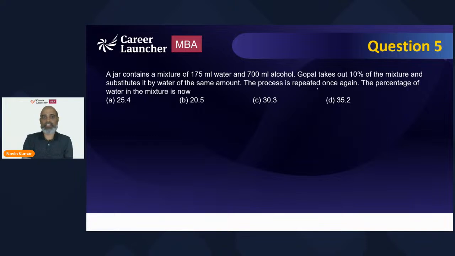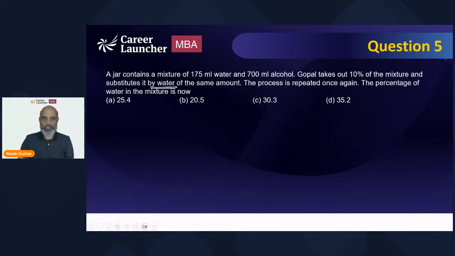When it says Gopal takes out 10% of the mixture and substitutes it with water, whatever is being put back in is the culprit, which means I cannot solve for water directly. It has a very complicated formula, so we will not do that. We can solve for what percentage or volume of alcohol we have, the other component. From there, finally, we will calculate the percentage or quantity of water. Okay? Whatever is being added in a replacement scenario, you cannot solve directly.